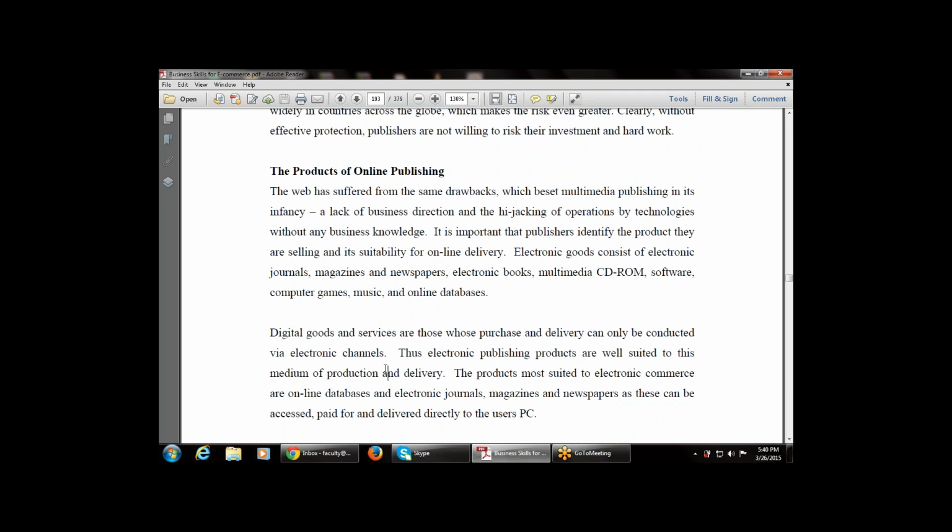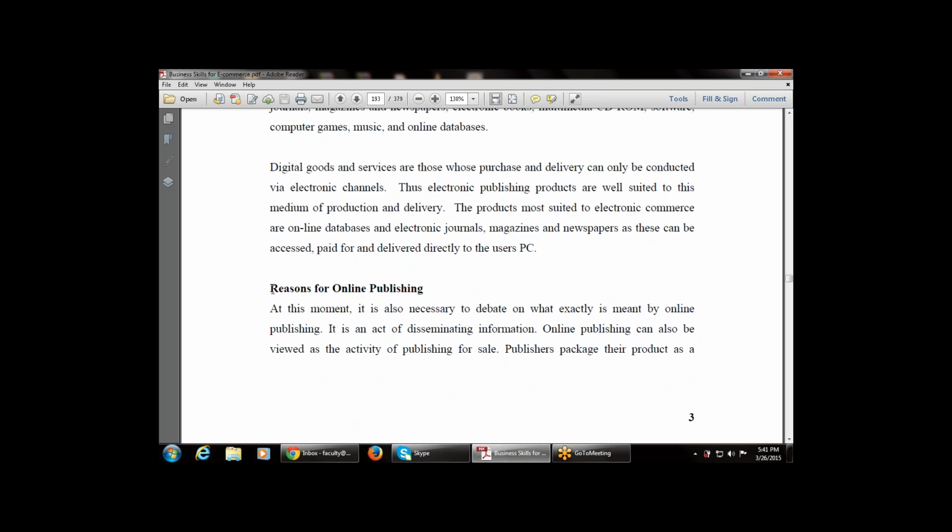Therefore, electronic publishing products are well suited to this medium of technology for production and delivery. The products most suited to electronic commerce are online databases and electronic journals, magazines, and newspapers, as these can be accessed, paid for and delivered directly to the user's PC. So these are the various products suited only for online businesses, the e-commerce that is available online.